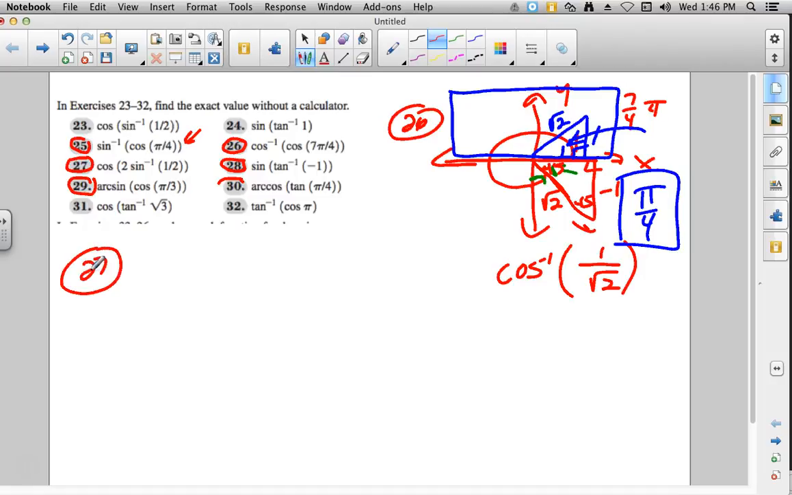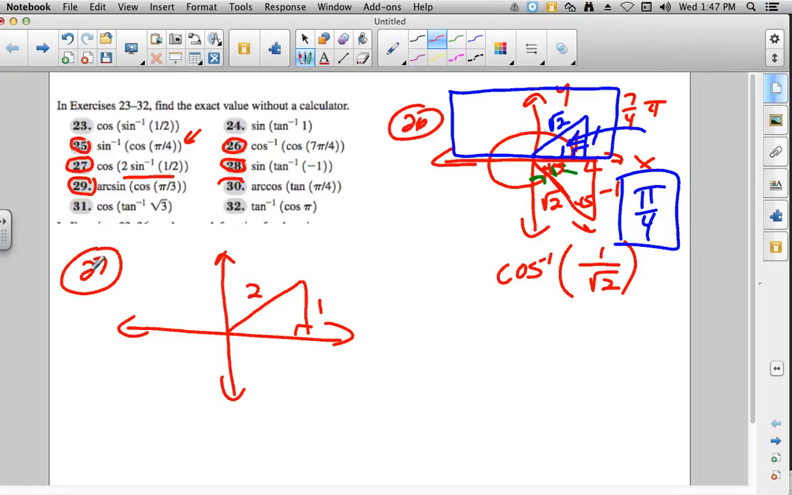For this one, the innermost parentheses are saying inverse sine of 1/2. So we're going to start by realizing that we need to know where we're going to get a sine of 1/2. And since that 1/2 is positive, I'm going to go ahead and go in the first quadrant and think, all right, sine is opposite over hypotenuse. Well, we should recognize that. That comes from a 30, 60, 90 triangle. So that's a 30 degree angle right there. So for number 27, what they want is for us to find the inverse sine of 1/2, that's 30 degrees.